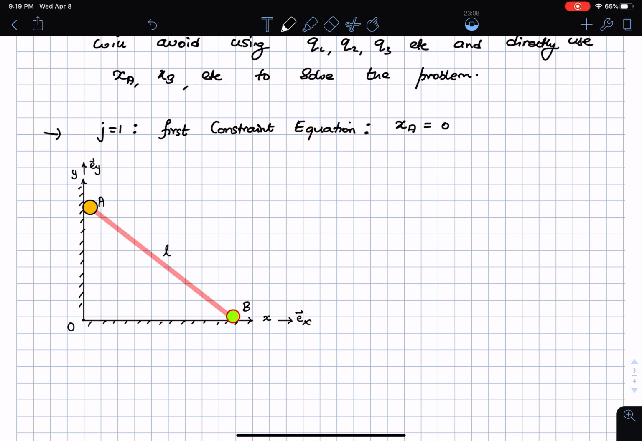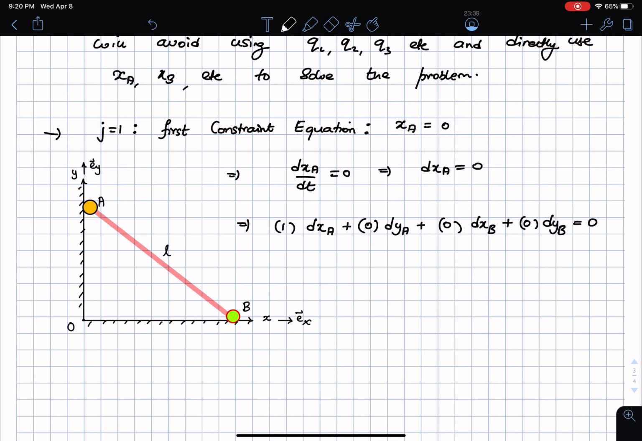And so if I start doing the differentiations and so on, then I can see that dxa by dt is equal to 0, which means that dxa is equal to 0. So if I write it in the Pfaffian form, I'm going to have 1 times dxa, then 0 times dya, 0 times dxb, 0 times dyb is equal to 0. This is the Pfaffian form of the first constraint.